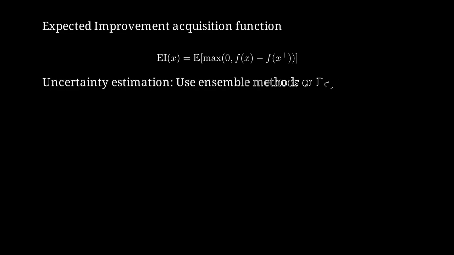To estimate uncertainty, we can use ensemble methods where we train multiple models and measure their disagreement, or Bayesian approaches like Gaussian processes that provide uncertainty estimates naturally.